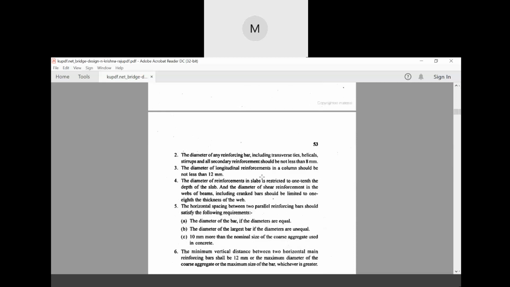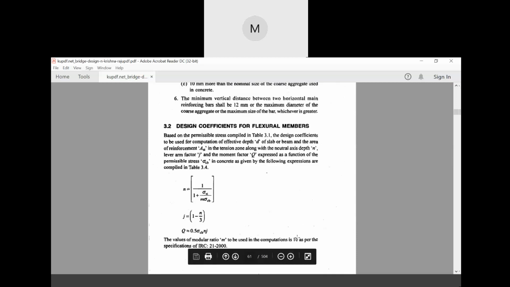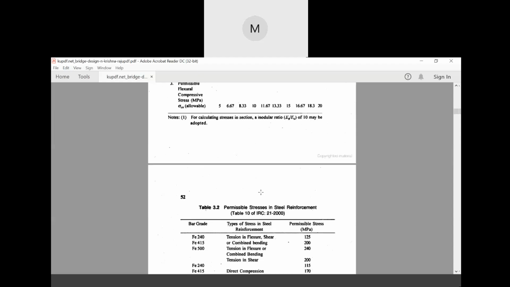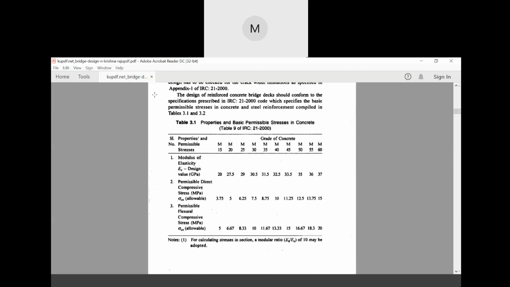Then the horizontal spacing between two parallel reinforcements. So these are the certain criteria. Now, if you go down, here is the most important thing. Now look, design coefficients for flexural members. Now, based on the permissible stresses compiled in table 3.1, you see table 3.1 here. Take a screenshot of this table. Tell me when it is done. Take a screenshot of this table 3.1.